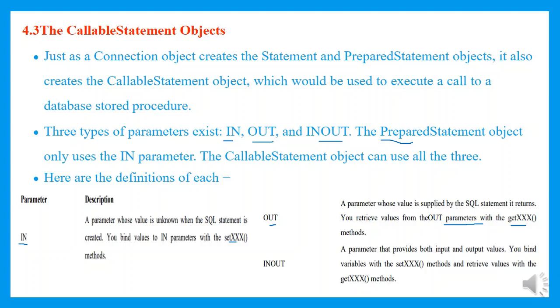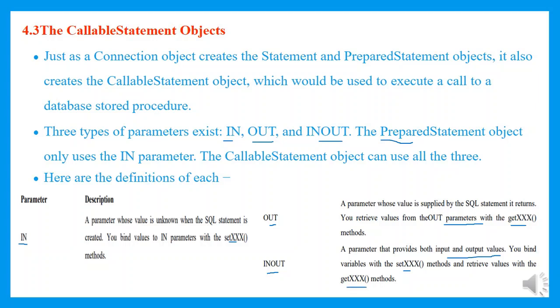Then INOUT parameters are used when you want to perform an operation with an unknown SQL statement, and after executing it, I want to retrieve a value from the table. In that case, we'll make use of an INOUT parameter, a parameter that provides both input and output values. The question mark is replaced by an input value using the setX method, and the output value is retrieved from the table using the getX method.